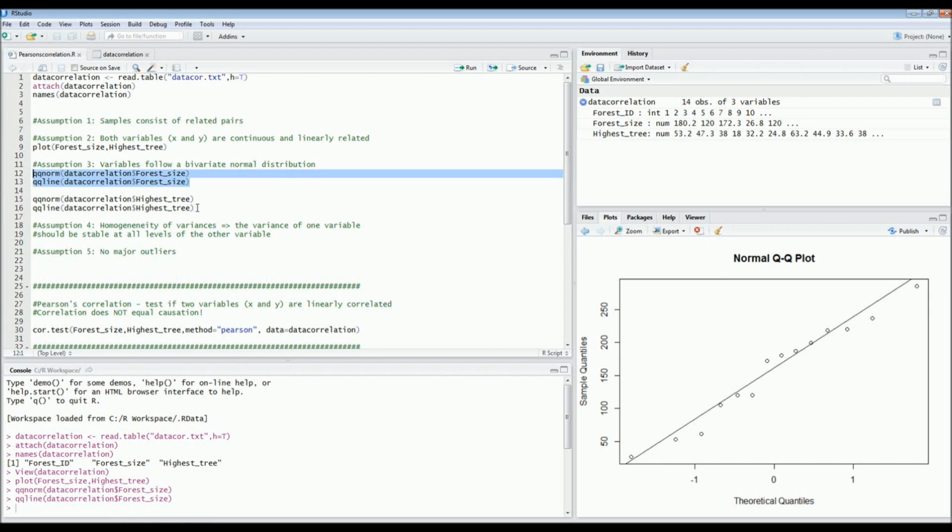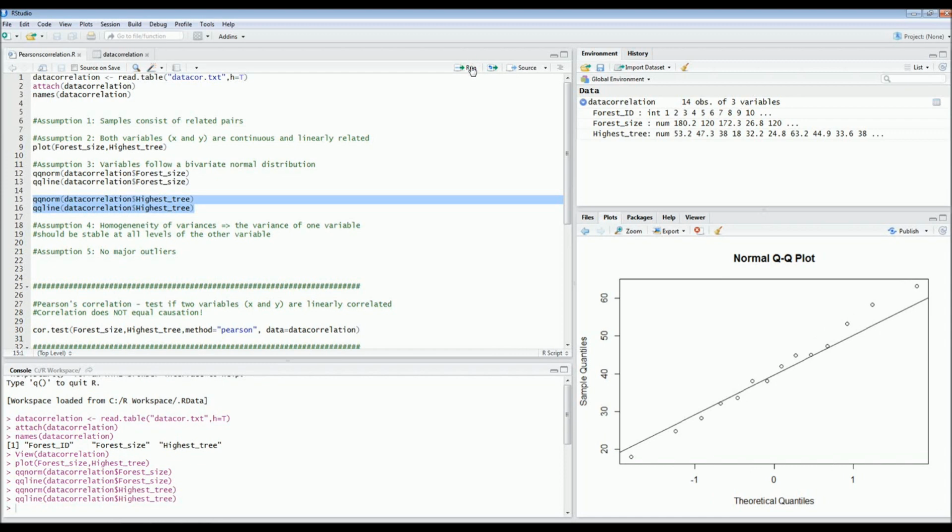We can do the same. We can draw the same normal quantile plot for the second variable, which is the highest tree. And again, it looks quite good. We see that the dots are scattered along this straight line. So it's good. We're looking at two variables that follow a normal distribution. And because of that, we assume for now that this assumption has been met.